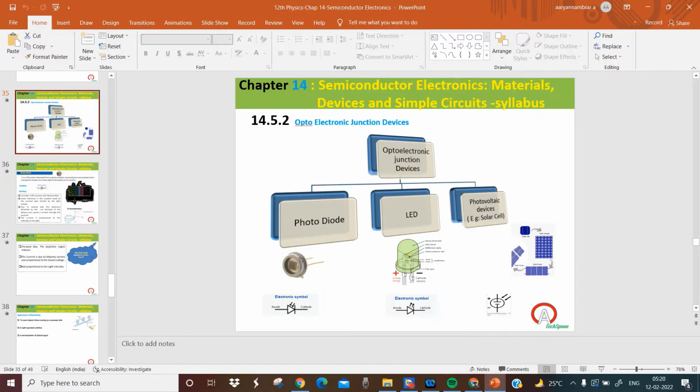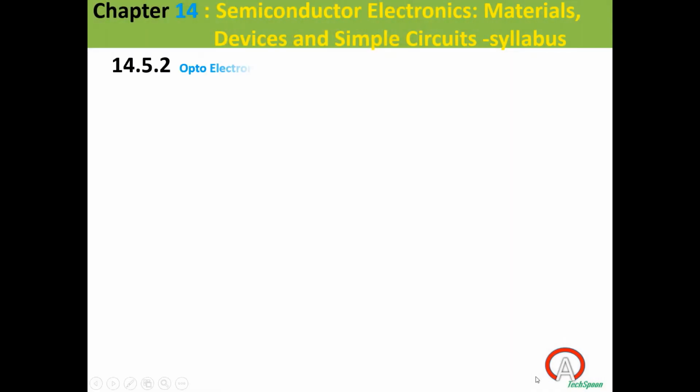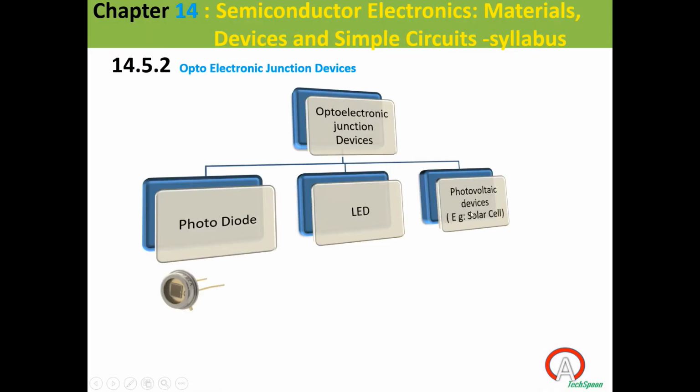So we were discussing optoelectronic junction devices, right? We have photodiode, light emitting diode, and photovoltaic devices. These are the three main classifications of optoelectronic junction devices. So what is a photodiode?